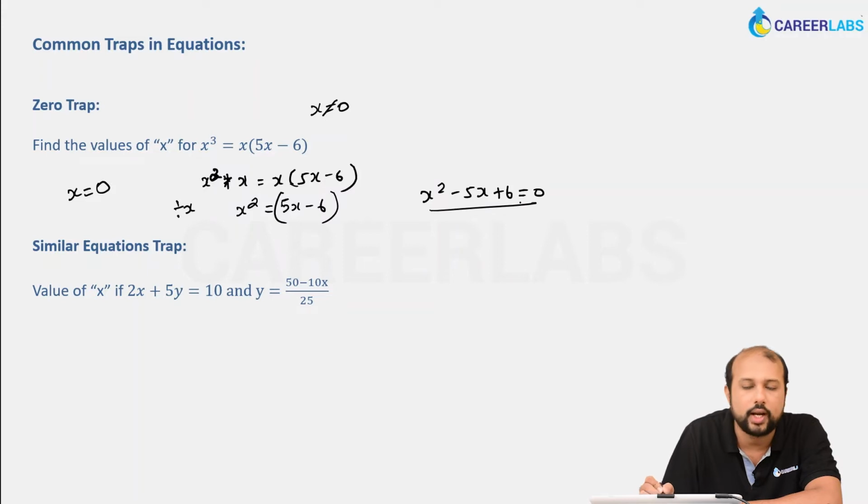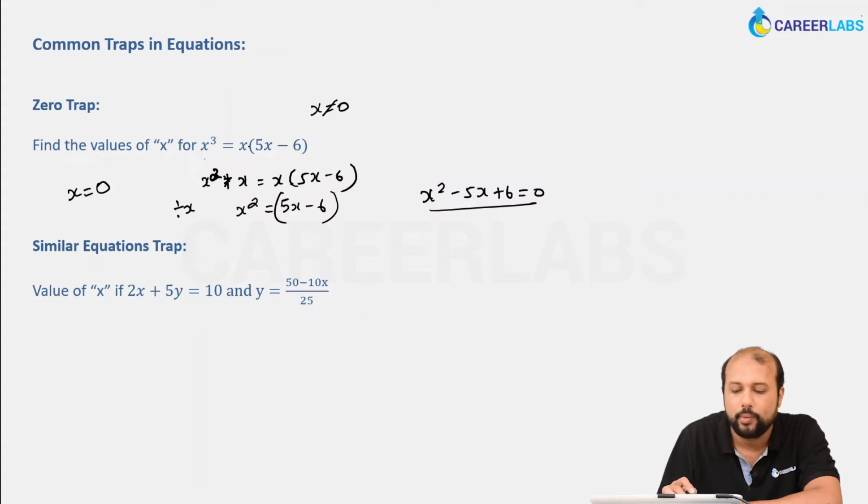Solving it, x square minus 5x plus 6 is equivalent to 0. This is the quadratic equation form. I believe some students already know what the quadratic equation form is. If you don't know, in the subsequent videos we'll cover how to solve a quadratic equation, whether by the factorization method or the formula. But the idea here is the cancelling of the common variable.